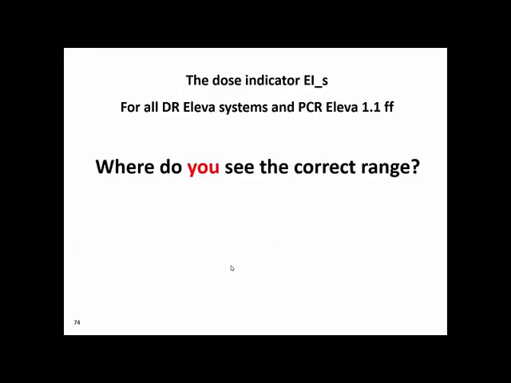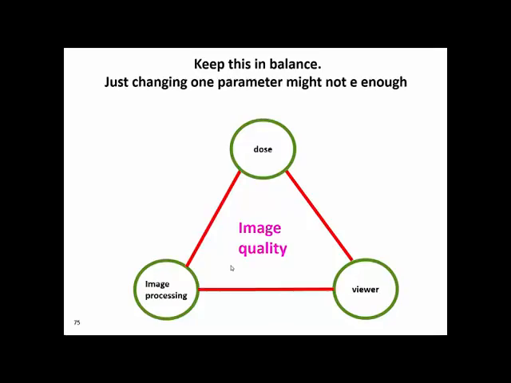But again, the question to the customer is really, where do you see the correct range of your exposure index, because they might have a completely different opinion compared to what our factory set will do. And again, this needs to be in balance. Our factory set might be nice, but maybe not. If the customer says, I want to save a lot of dose from Philips, we should either talk to the radiologist and tell them that the image impression will change, or we give them a different image processing.